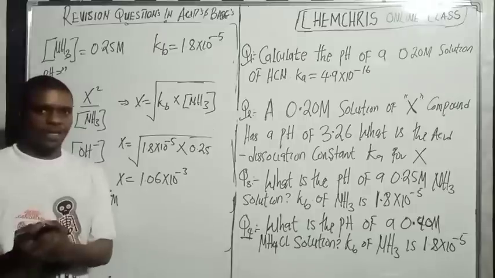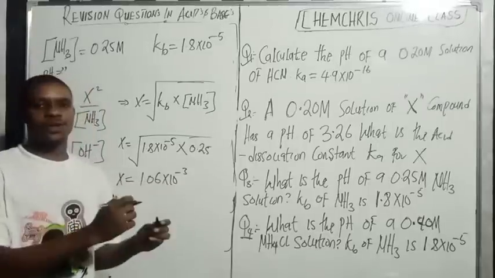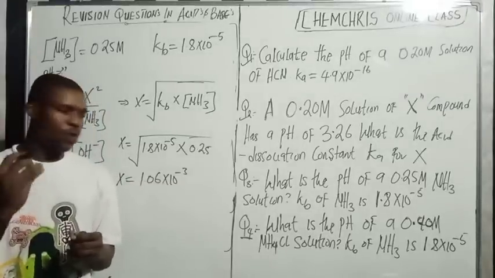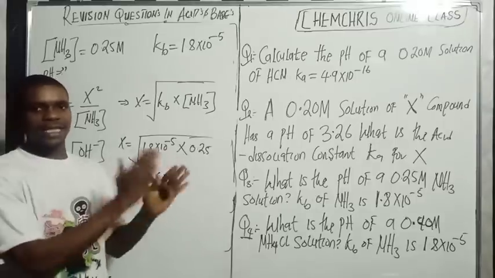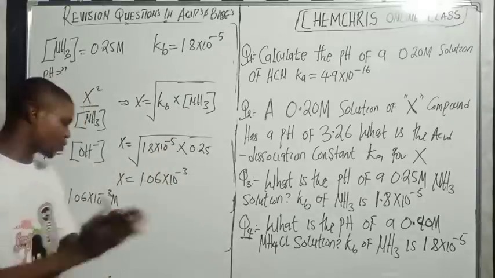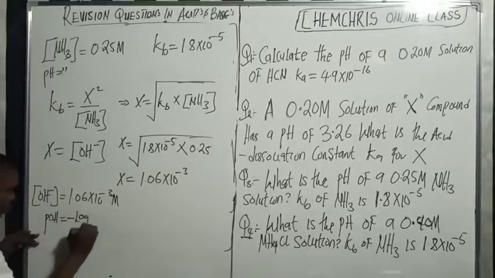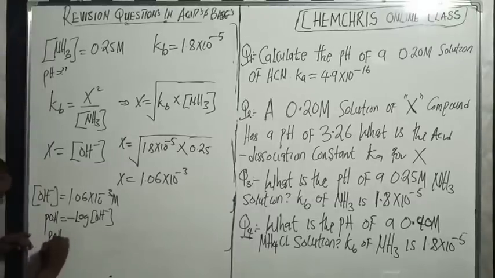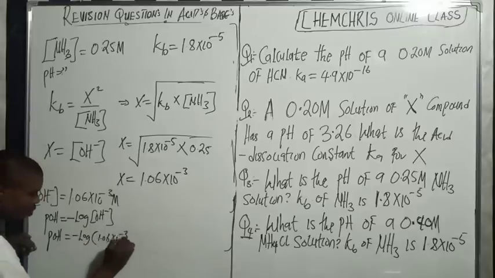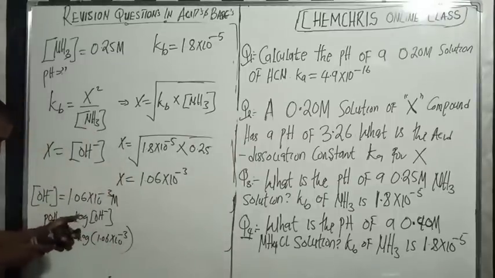But the question is to calculate the pH. So how do we calculate pH when we know the OH minus concentration? From the OH minus concentration, we have to calculate my pOH. From the pOH, I can easily calculate my pH. Can you see the step process? It's very important to follow the step process. So here we have pOH equals minus log of the OH minus concentration, right? So pOH equals minus log of 1.06 exponential minus 3.